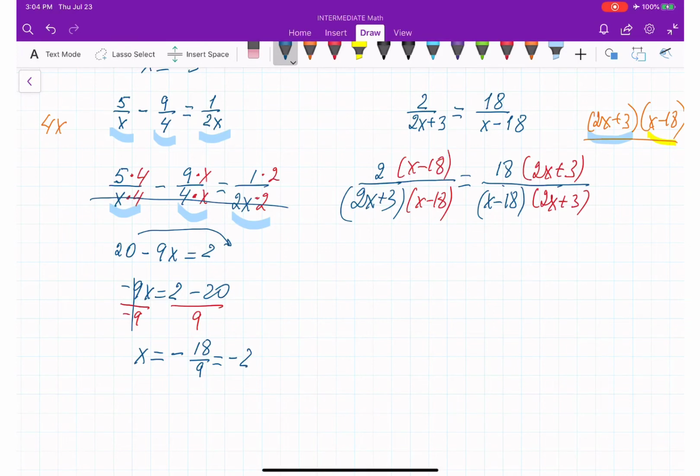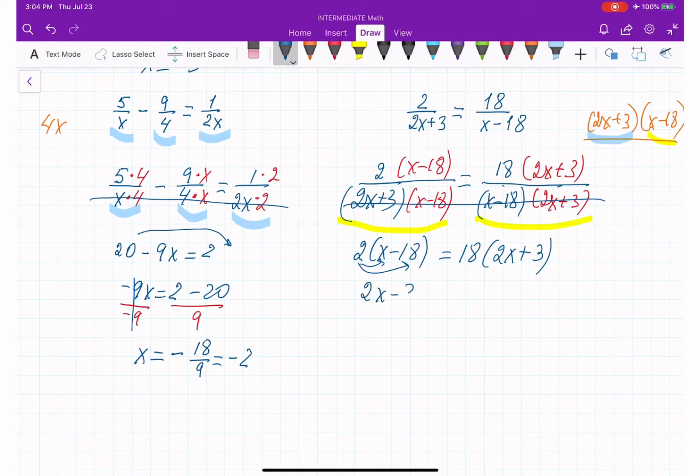Okay, so do we have 2x plus 3 times x minus 18? 2x plus 3 times x minus 18. Yes, we do. Therefore, I'm going to drop this denominator and I will have 2 times x minus 18 is equal to 18 times 2x plus 3. Let's solve it. I'm going to distribute: 2 times x and 2 times negative 18. It will be 2x minus 36 is equal to 18 times 2x is 36x and 18 times 3 plus 54.